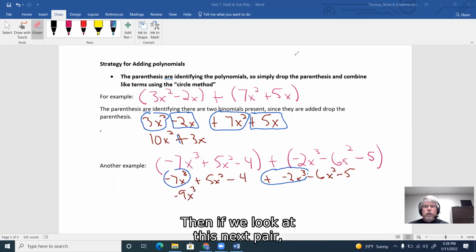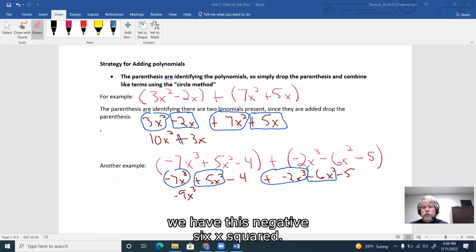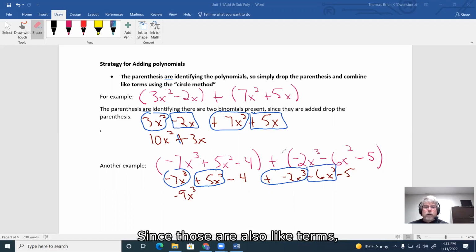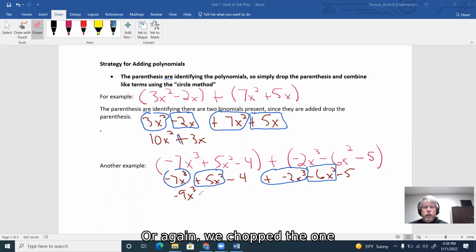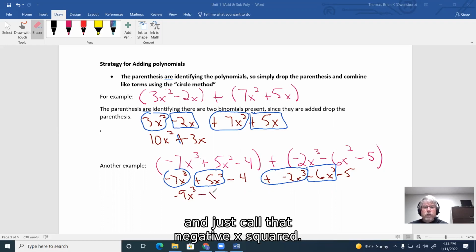And then if we look at this next pair, we have this positive 5x squared, and we have this negative 6x squared. Since those are also like terms, we want to put those together, and that's going to give me a negative 1x squared, or again, we drop the 1 and just call that negative x squared.